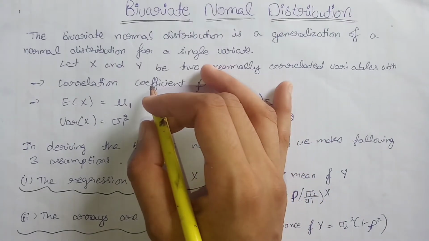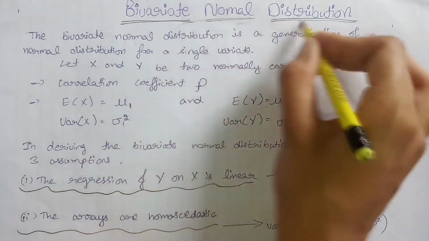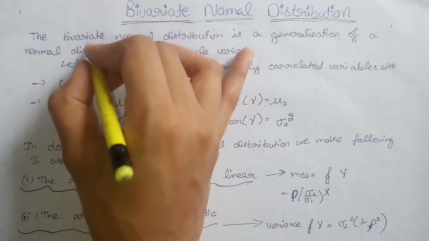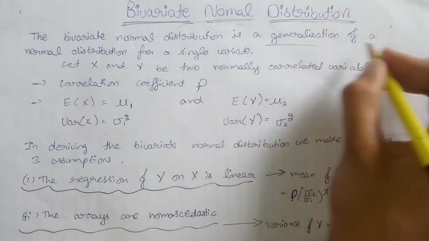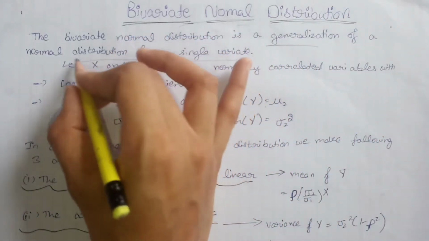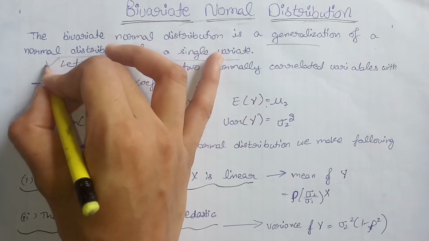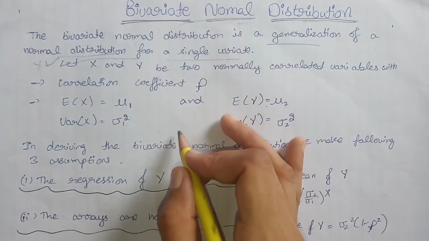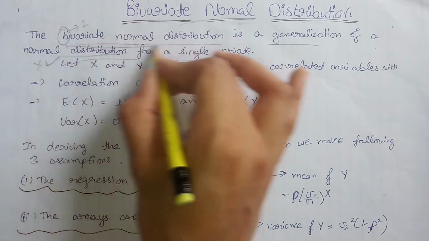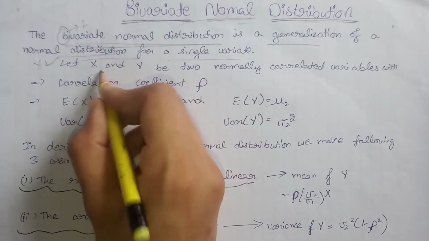Now we will derive the probability function of the bivariate normal distribution. Firstly, what is the bivariate normal distribution? The bivariate normal distribution is a generalization of the normal distribution for a single variate. That means in the normal distribution we use only a single variable, let's say x. The meaning of the word bi is 2. So in the bivariate normal distribution we use two variables, let's say x and y.